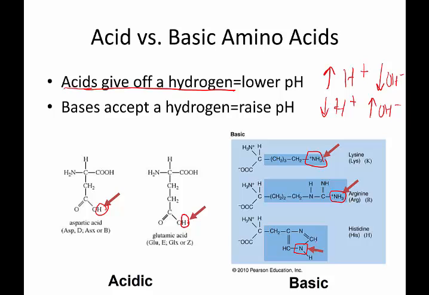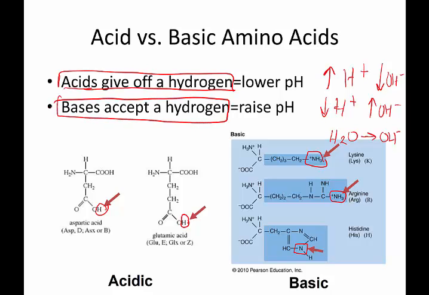So again, it's accepting hydrogens from water. We're going from H2O to OH minus. That water gave these amino acids a hydrogen, and that converted H2O to OH minus, which is increasing the OH concentration in our solution and making it more basic. So again, acids give off a hydrogen, bases accept a hydrogen. And that's exactly what we're seeing here with aspartic acid and glutamic acid giving a hydrogen, and lysine, arginine, and histidine accepting a hydrogen from water.